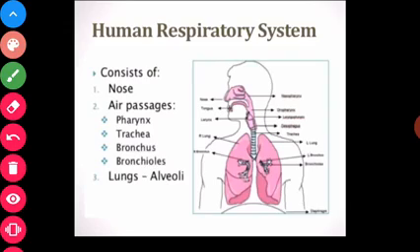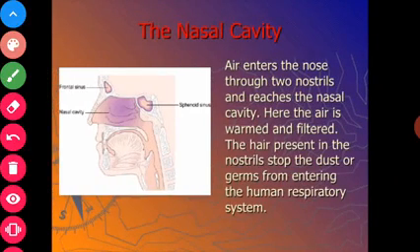Okay, dear students, the nose is the first part of the human respiratory system. Our nose has two holes in it, which are called nostrils. There is a passage in the nose behind the nostrils, which is called a nasal passage, or we can say nasal cavity. You can see in the diagram, air enters the nose through two nostrils and reaches the nasal cavity. Here, the air is warmed and filtered. In nasal cavity, the air that we inhale is warmed and filtered.